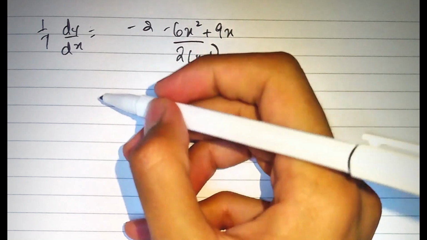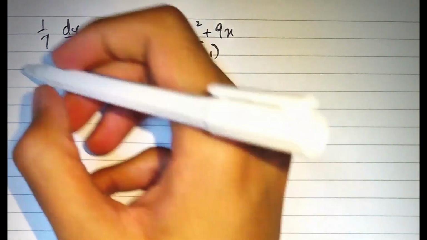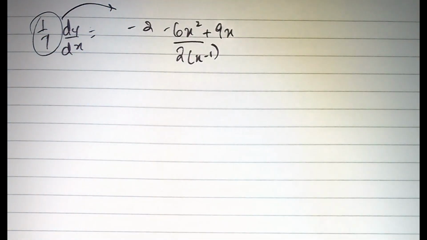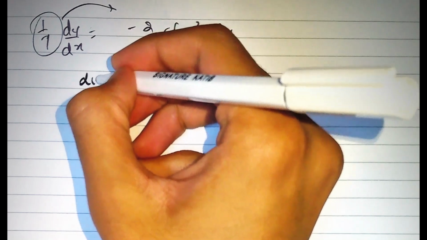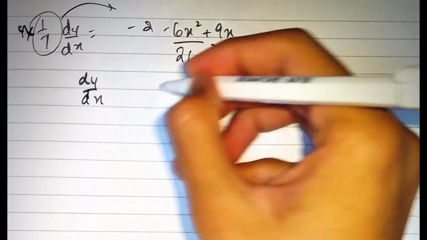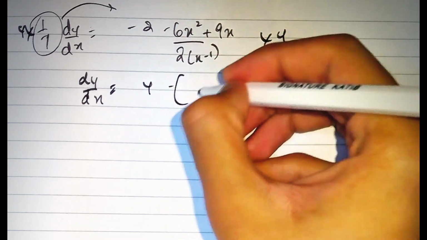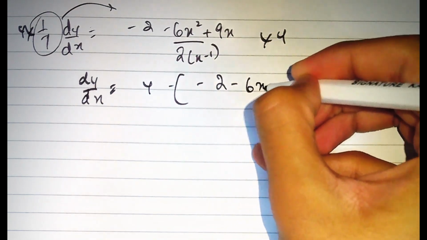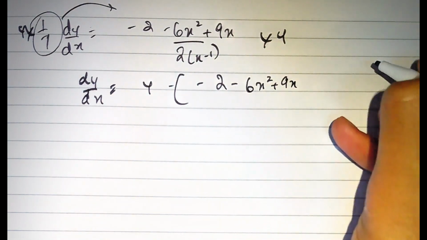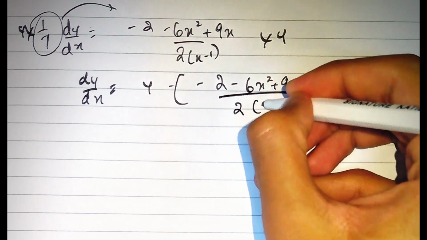So over here we have 1 divided by y, dy by dx, right? We can move this y towards the opposite side of the equation because we want to find the derivative. We want to find the differential of the function given to us. And what is the differential? It is dy by dx. So dy by dx will be separated. We can simply multiply this y on both sides of the equation. We are left with y multiplied by minus 2 minus 6x squared, that's 9x, divided by 2x minus 1.